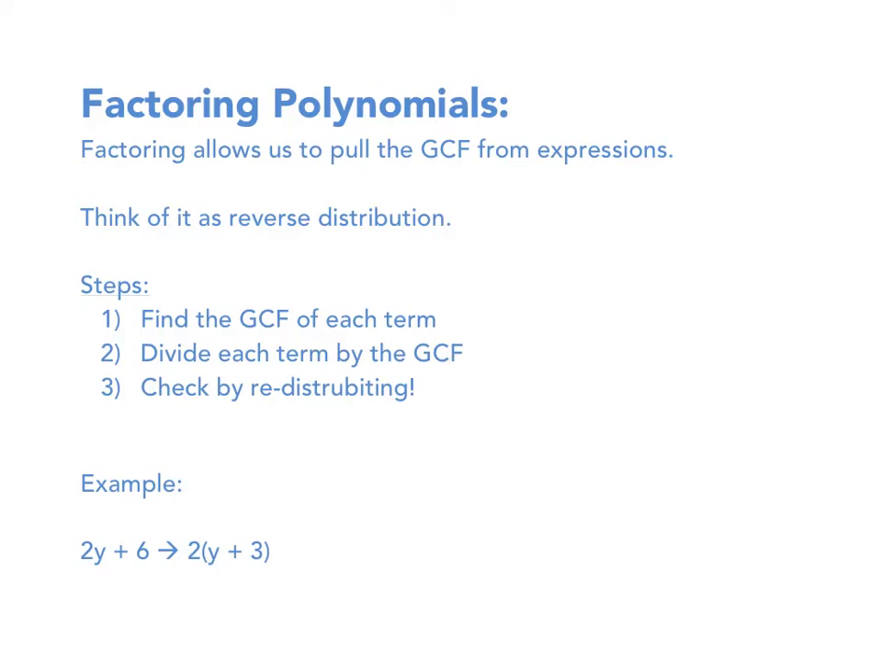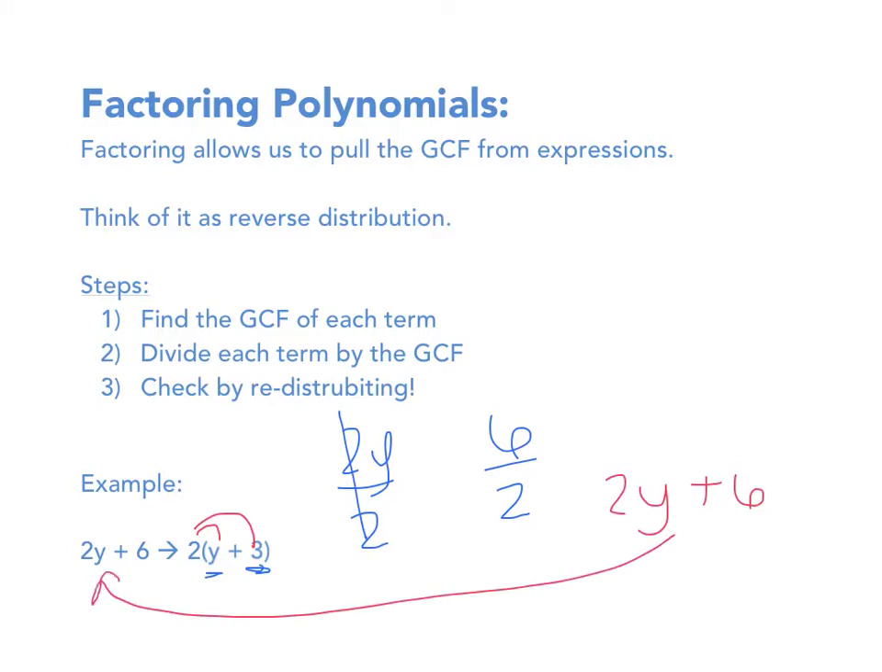So if we look at our example here, I'm not going to fully go into it, but the GCF of each of these terms, 2y and 6, is 2. So 2 has been pulled out from each term. So 2y divided by 2 and then 6 divided by 2. And 2y divided by 2 is just y, which is left here, and 6 divided by 2 is 3, which is left here. And then you just have your greatest common factor on the outside. If we were to redistribute this, we would get 2y plus 6, which matches our original expression. So that's just a quick look at factoring, and let's take an in-depth look at our next slide.